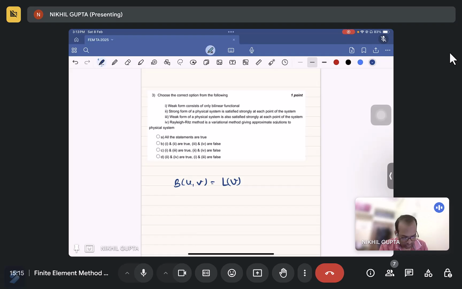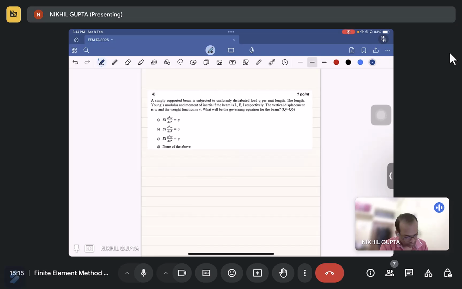So this option is correct. Then the third says the weak form of the physical system is also satisfied at each point of the system. In the weak form, it is not satisfied at each point. It is satisfied in an average sense only. So this is false. The fourth is that the variational method gives an approximate solution, so you all know that it is not an exact solution. So the answer is 2 and 4 are correct. So the answer will be D.